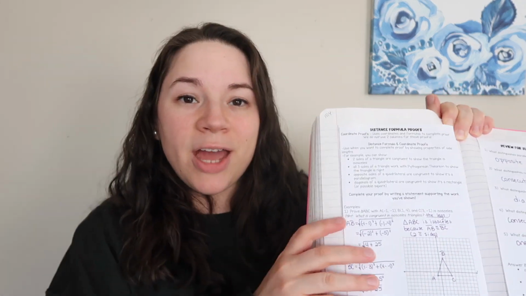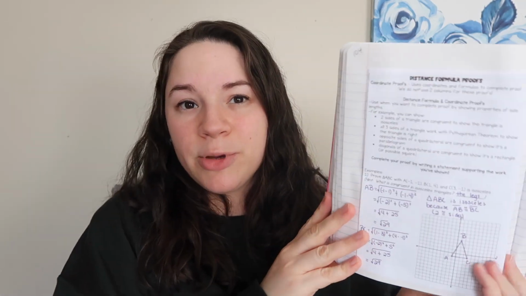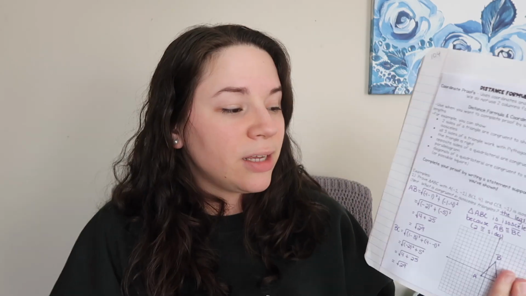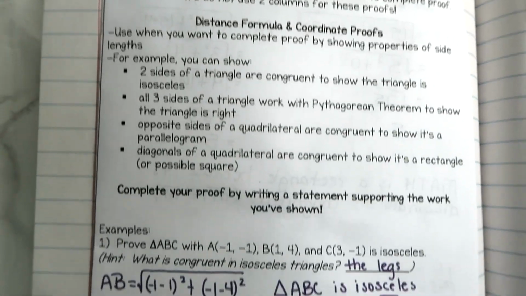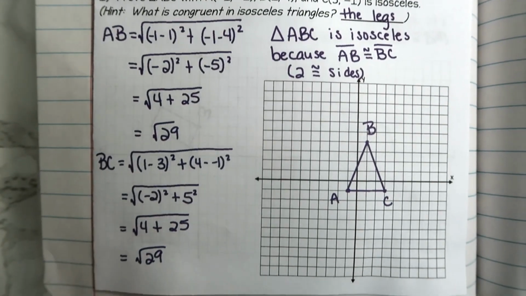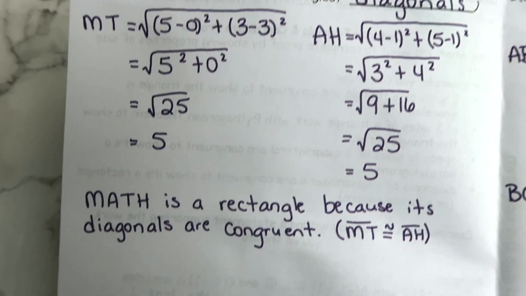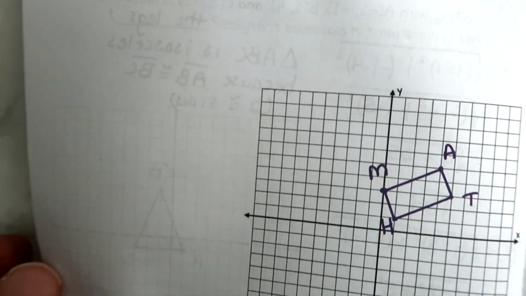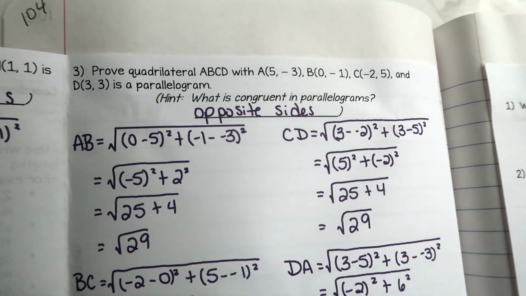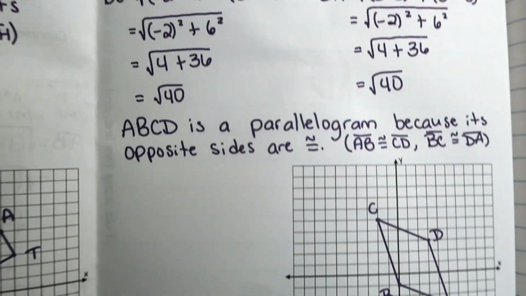And then we go on to our distance formula proof notes. So I explain to them that you're using the distance formula anytime you're trying to prove that something's congruent. We do an example with an isosceles triangle, we do an example with a rectangle and then an example with a parallelogram. This is actually the lesson that we just did today. This is going to be our last lesson before spring break.